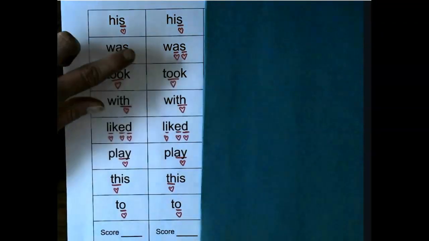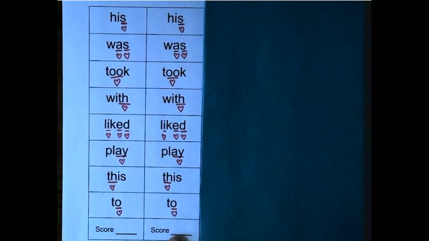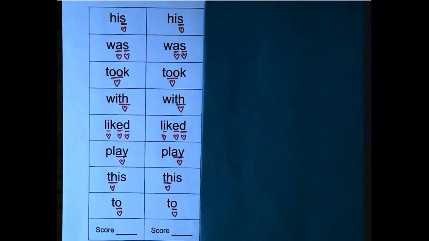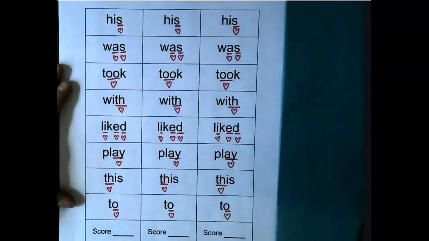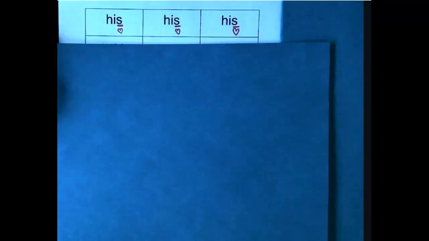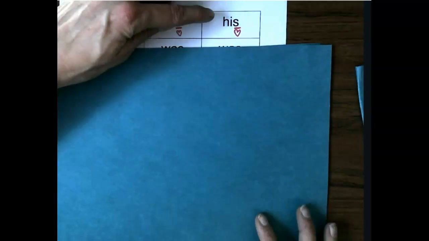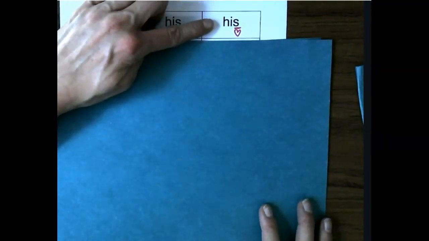To. Count up how many words you said correctly and write your total below where it says score. Were you able to read more words correctly this time? Last round. Get your highlighter ready. All right, let's begin. Say the word.